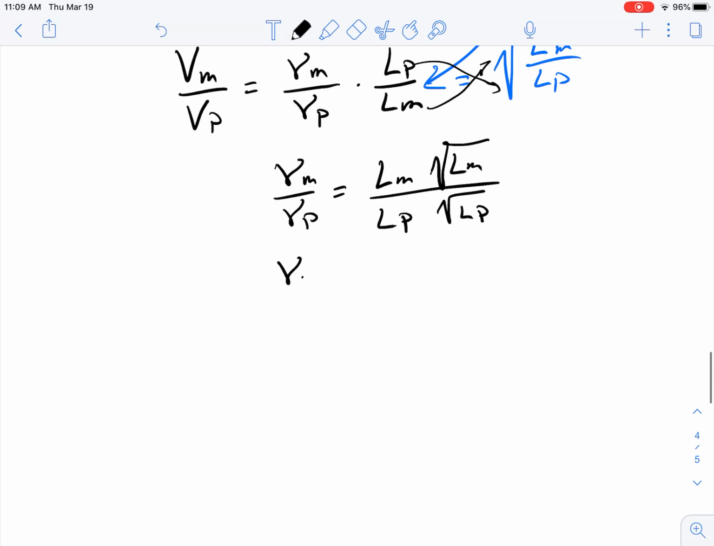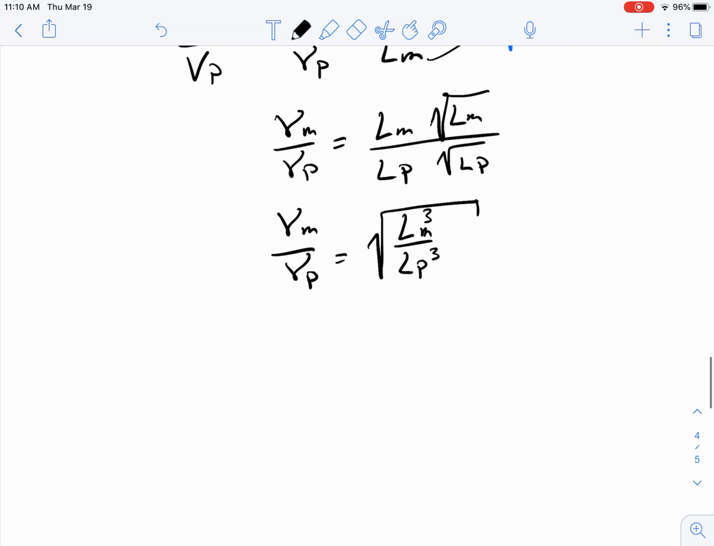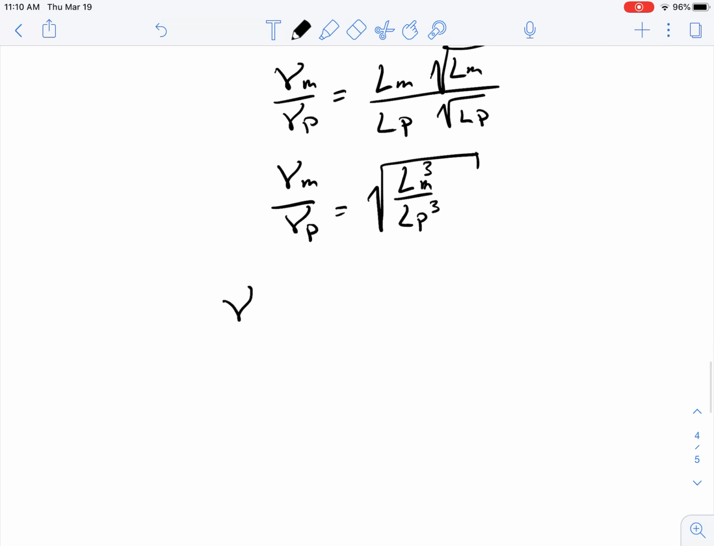This can be simplified a bit more so that we have the ratio of the viscosities. I can bring this in by squaring it, so I'm going to have the square root of Lm cubed divided by Lp cubed. That's because in order to put that under the square root, I need to square it. If I take the square root of it, it comes out, it's the Lp. This tells me that the viscosity in the model that I'm going to have to use would be equal to the viscosity of the prototype times Lm over Lp to the 3/2.